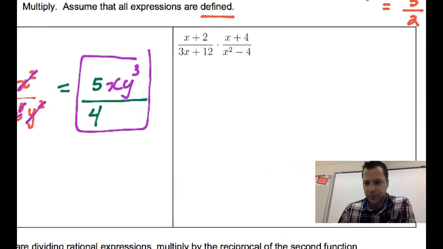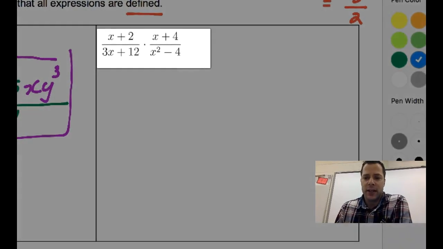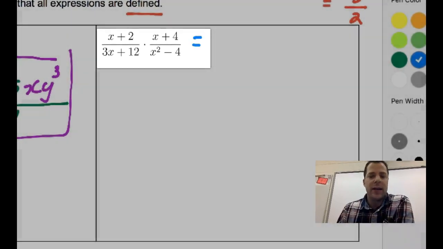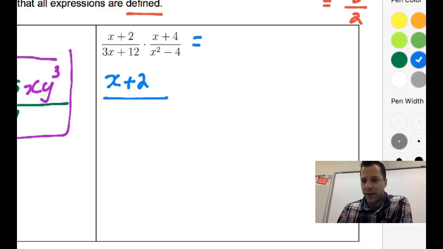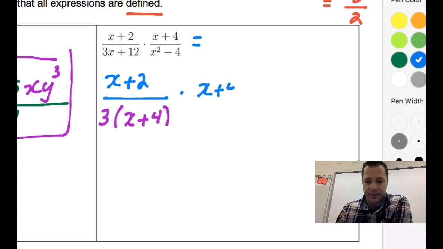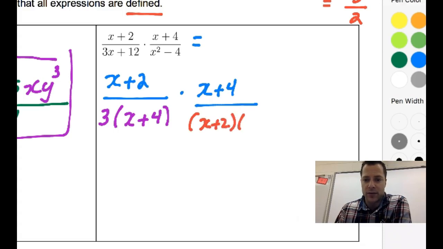Okay. Let's look at example 2. Example 2, we're going to need to factor using trinomials. So I'll go down here. Our numerator is x plus 2. Okay, in the denominator here, 3x plus 12, I can factor out the 3, and I'm left with x plus 4. Okay, nothing can simplify yet, times x plus 4. And when we factor the denominator here, 2 numbers that multiply to be -4 and add to be 0 are x plus 2, x minus 2, difference of 2 squares.